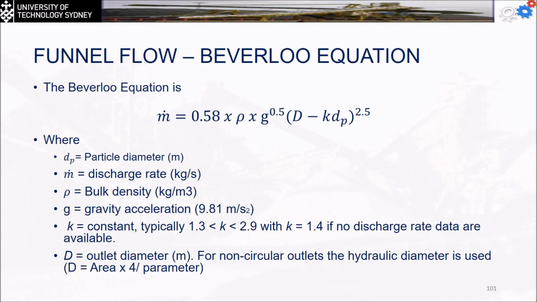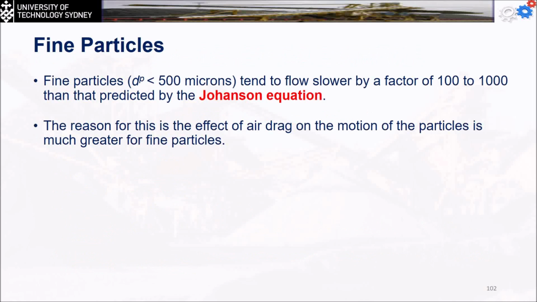Okay, so for fine particles, if it's too fine like a powder, for fine particles less than 500 microns in the maximum diameter of the particle, they tend to flow slower by a factor of 100 to 1000 than predicted by the Johanson equation, because the air will try to prevent the particles from flowing down because they are too light and small. So the reason for this effect is the air drag on the motion of the particles is much greater for the fine particles.